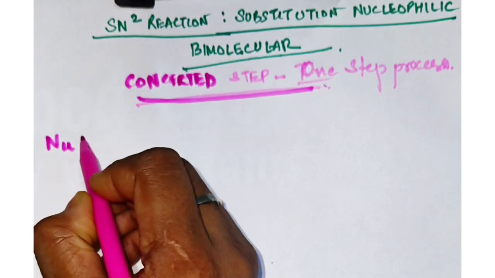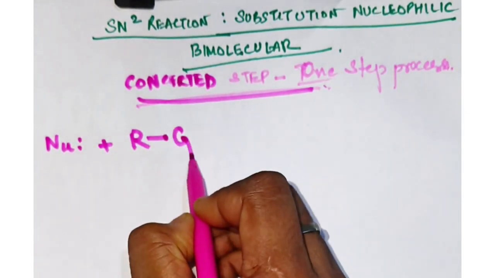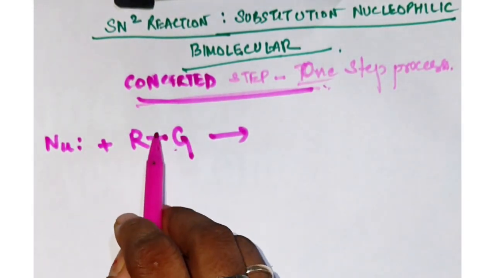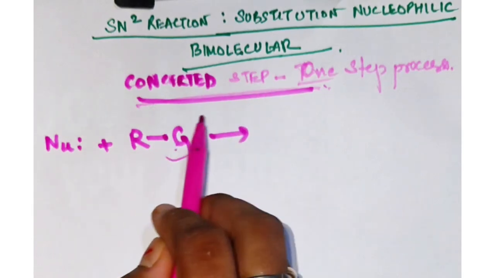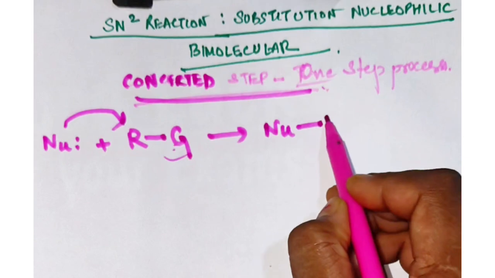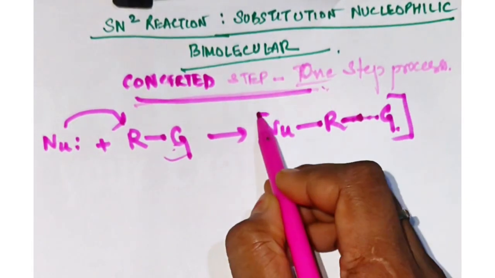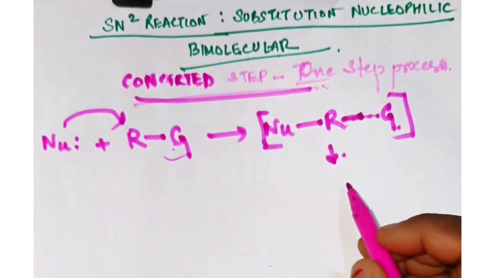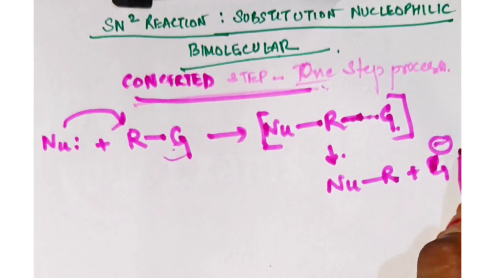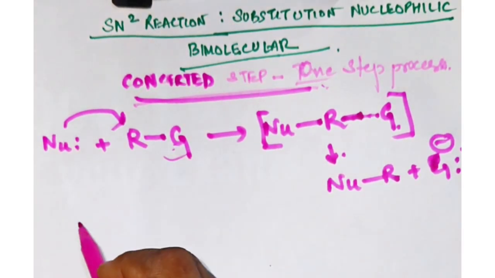So suppose this is the nucleophile, and this is your substrate. Then what will happen is, this nucleophile will not attack from the place where the leaving group is going out, but it will attack in the opposite direction. So here the nucleophile will come and attach itself to the molecule, and then you are going to get your product, and the leaving group separates. So this happens in just one step, and hence it is called a one-step reaction.